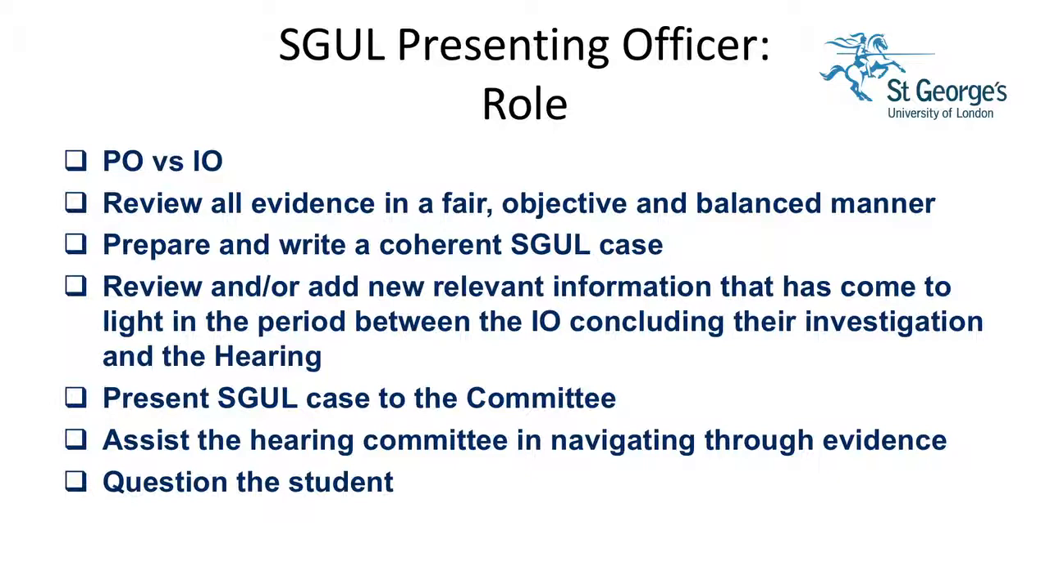There is a difference between the presenting officer and the investigating officer that Andy has been telling you about. There's an overlap. For example, the principles of running an investigation and admitting evidence will be quite similar. It's all the same thing. Fairness, the same thing. Involvement, self-reflection about what you do, it's exactly the same. But there are a lot of differences as well.